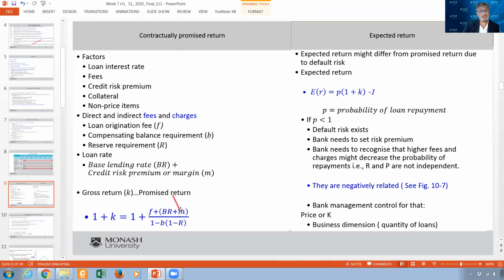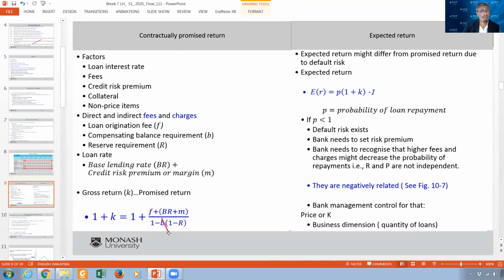And then when you sign the loan, you have what we call fees. So you will have to pay fees, and this is the basic rate, which is the risk-free, and the premium. These are the three components. So this K is, if you get $1, you will give $1 plus K. So it will be 1 plus this one.